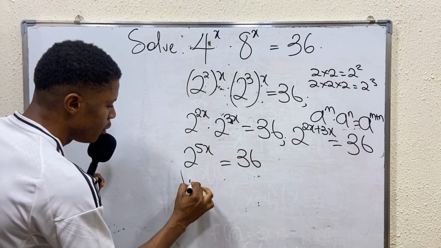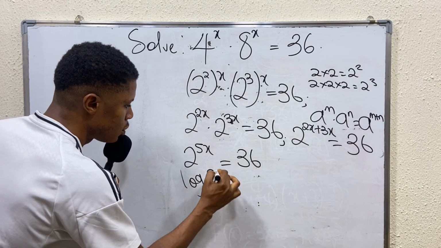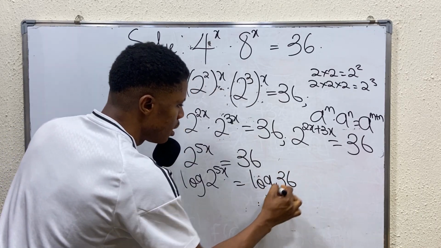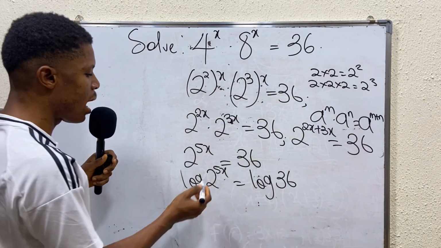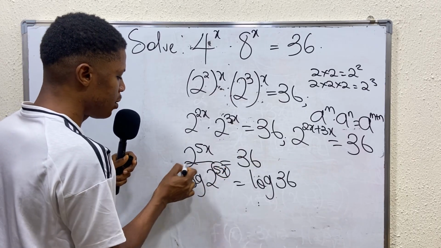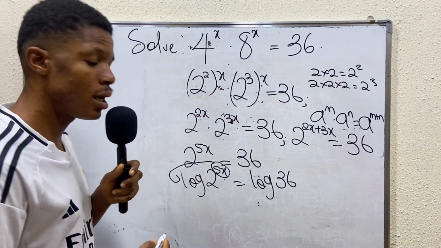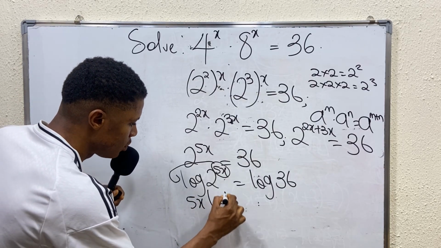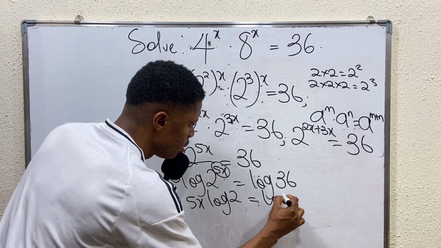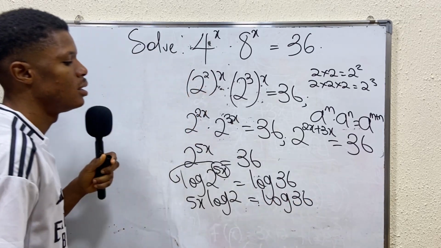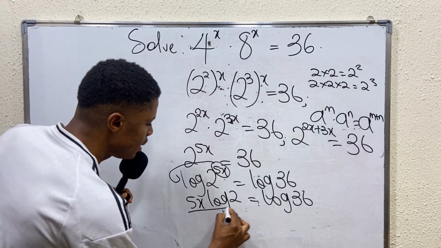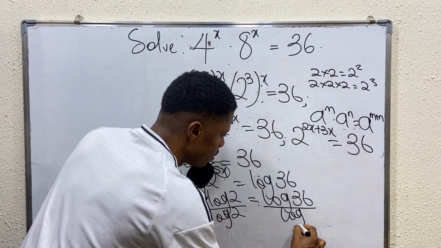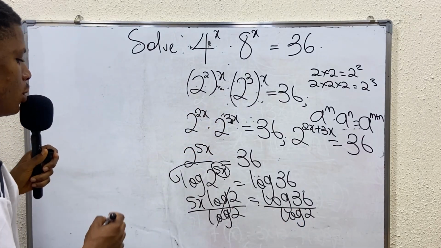So we can now take the log of both sides as illustrated. Log 2 to the power of 5x is equals to log 36. In logarithm, whenever we have a power here, we are free to multiply the power to the log. So we can now write this to be simply 5x log 2 is equal to log 36. Then the next thing we do is to divide the left-hand side by log 2 and divide the right-hand side by log 2. If you do so, what do you observe?